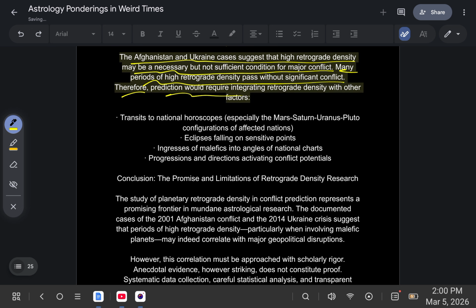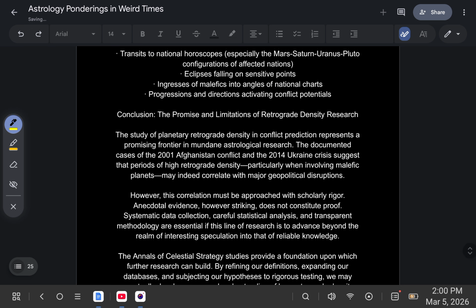Therefore, prediction would require integrating retrograde density with other factors, such as transits to national horoscopes, especially the Mars, Saturn, Uranus, Pluto configurations of affected nations, eclipses falling on sensitive points, ingresses of malefics into angles of national charts, progressions and directions activating conflict potentials.